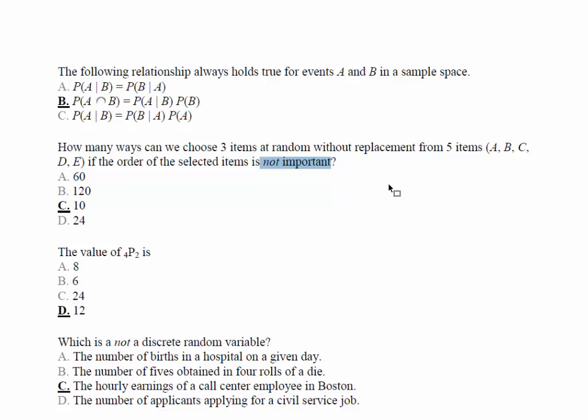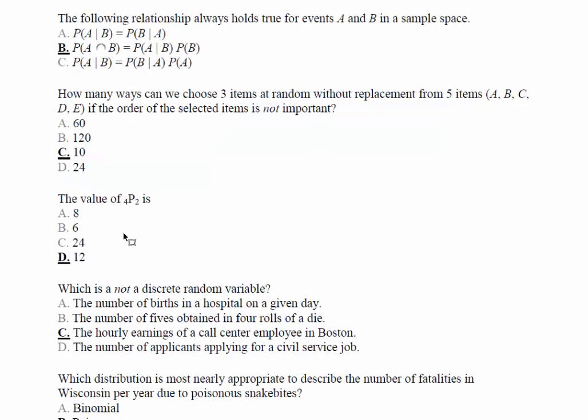5 factorial equals 5 times 4 times 3 times 2 times 1. And 3 factorial is 3 times 2 times 1. 2 factorial is 2 times 1. Therefore, you carry out the calculation. I want you to do this yourself. You should see that the answer is C, 10. There are 10 different ways you can choose 3 items from 5.